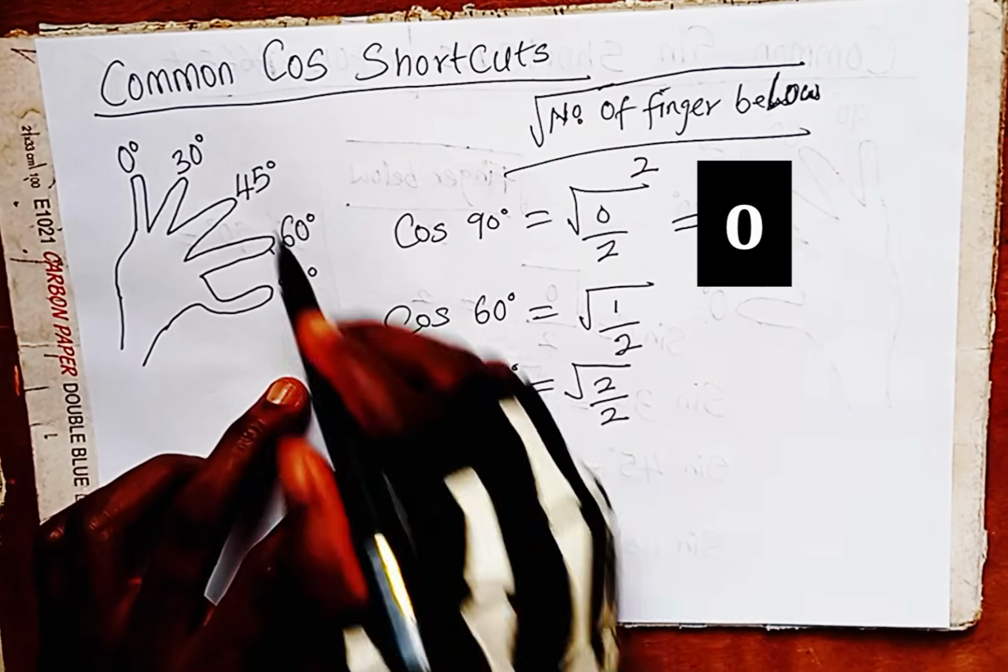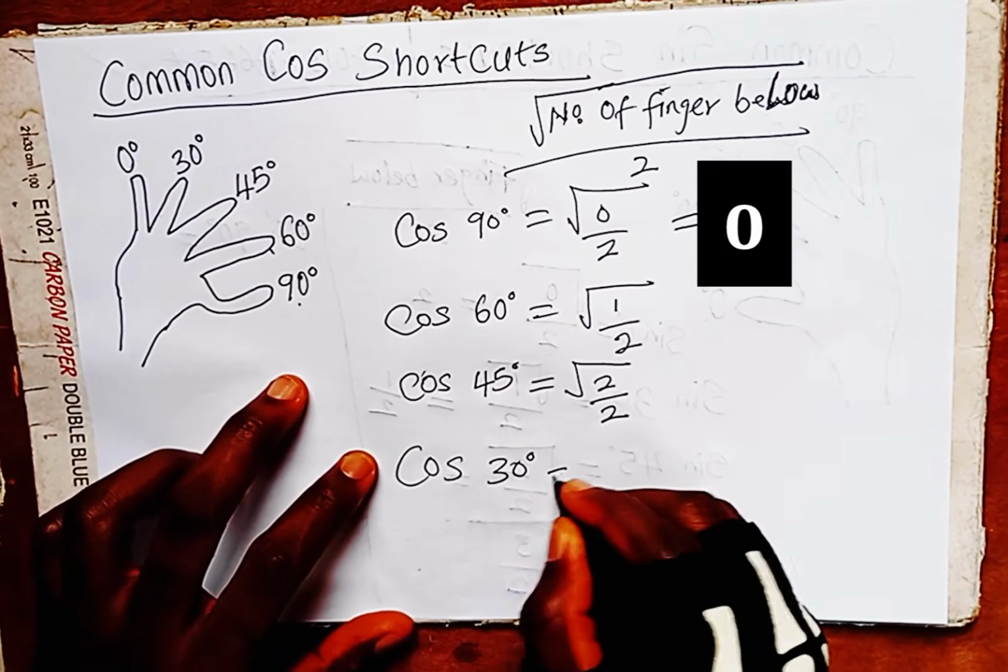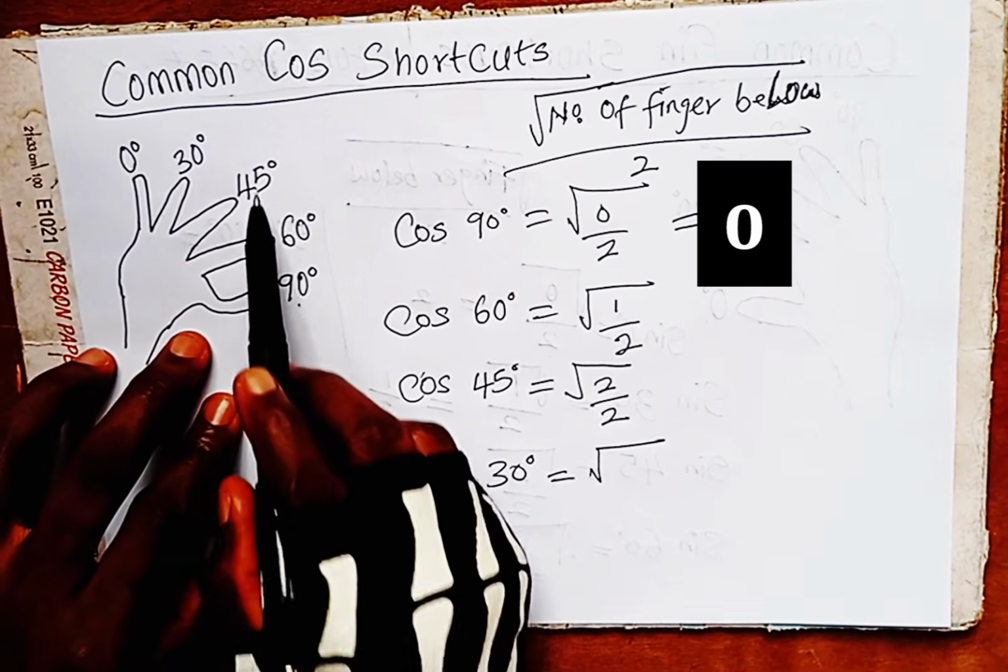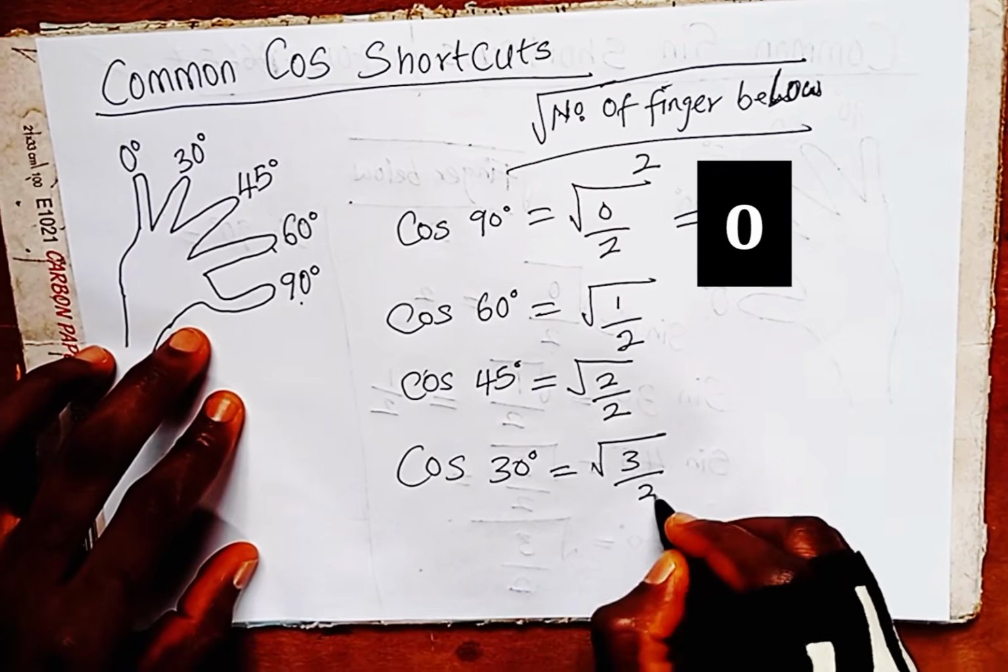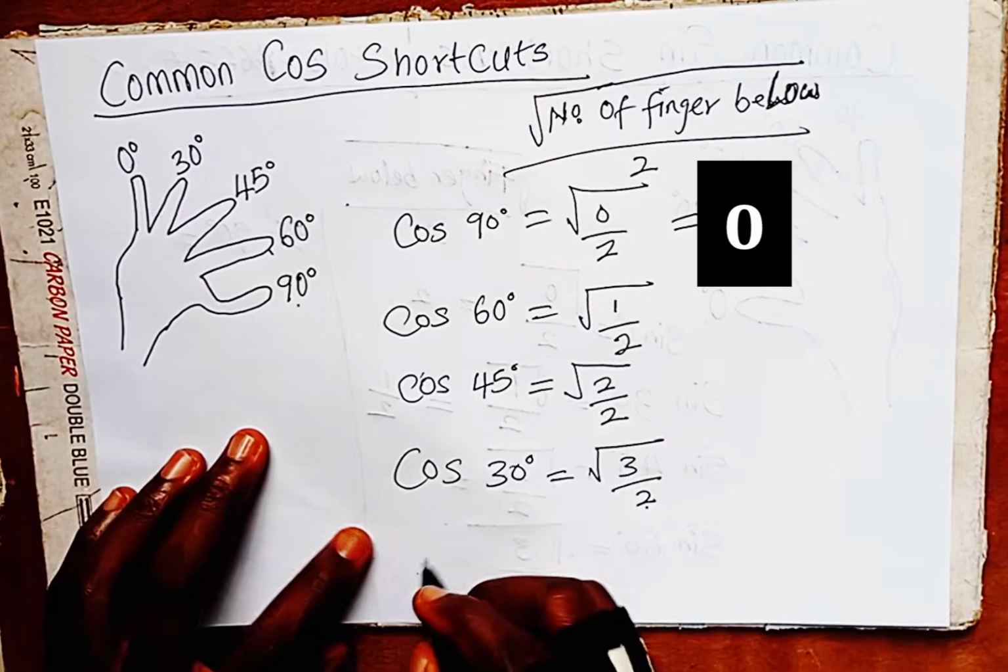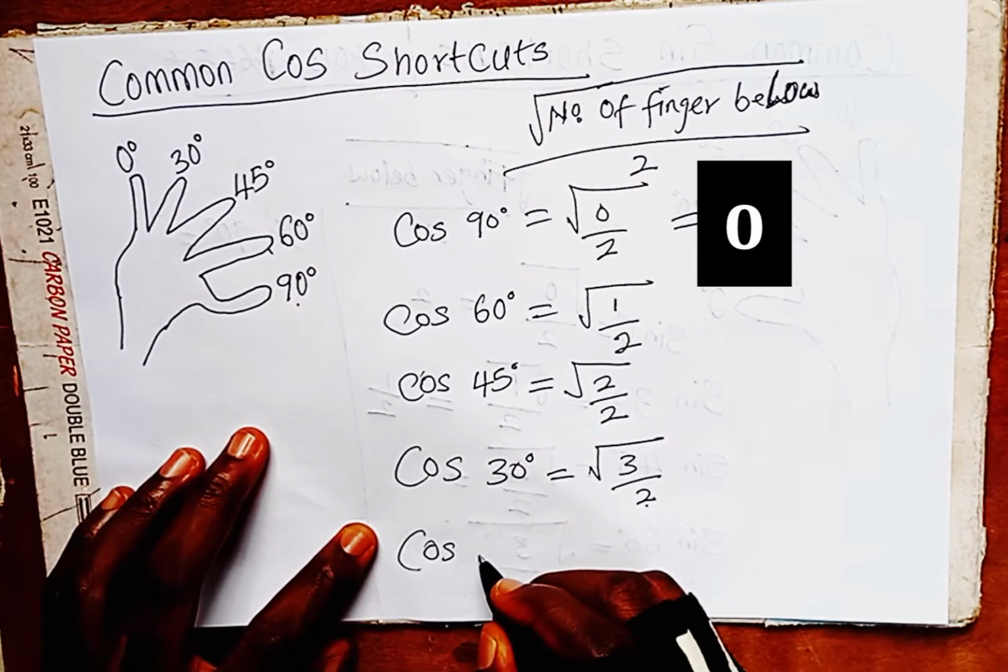Then the next is cos 30 degrees, which is equal to how many fingers do we have below? 1, 2, 3. Root 3 over 2. The final one we have is cos 0 degrees.